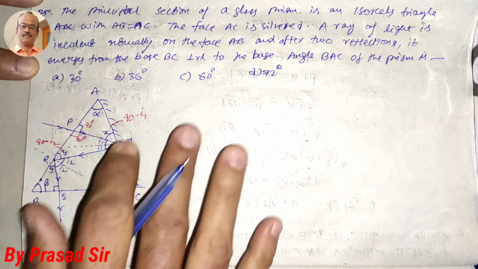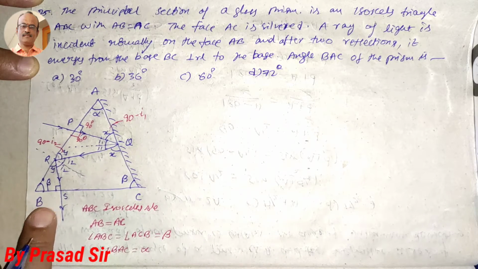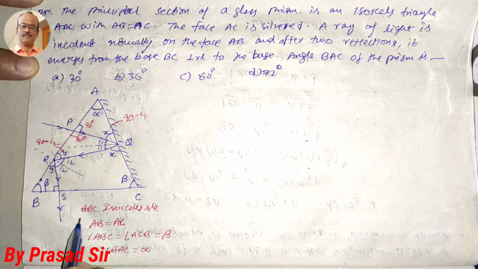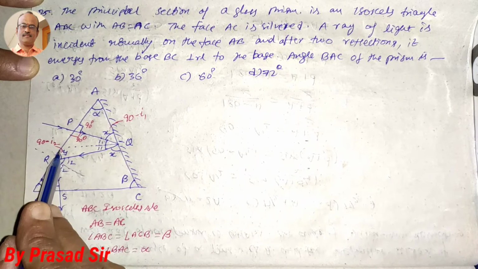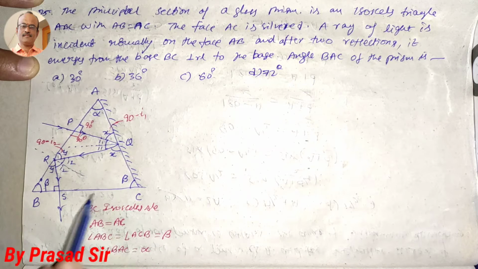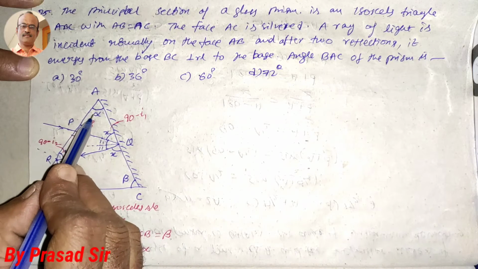Now according to the question we draw the diagram like this. So in this diagram, ABC is an isosceles triangle. AB is equal to AC. This side is equal to this side. That means two sides are equal, base angles are equal. So that's why angle ABC is equal to angle ACB is equal to beta, and angle BAC is alpha.